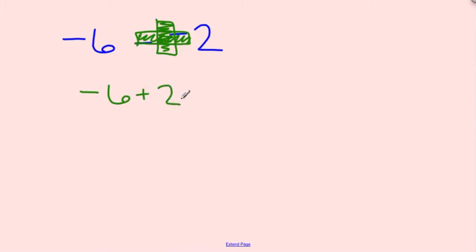It's already adding, so I can just solve this the way it is. Who's going to win? Negative team or positive team? Well, the negative team is. They have more players. And by how many? 4. So my answer for that is negative 4.